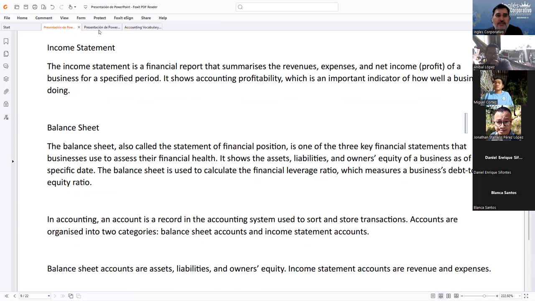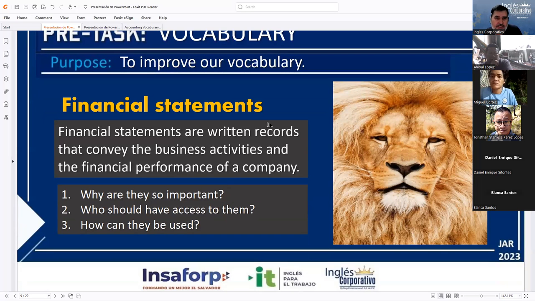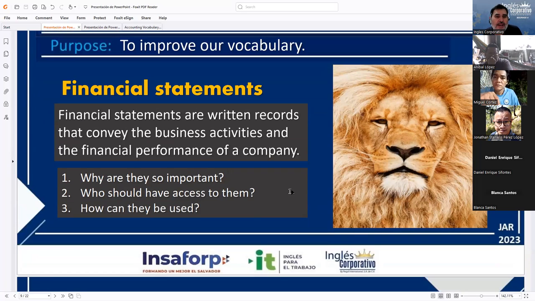Okay, so let's go to the presentation. Okay, financial statements. What we were saying, right, the balance. Financial statements are written records that show the business activities and the financial performance of the company. The performance is the financial activity of a company. Why are they so important? Well, you cannot spend what you don't have, right?